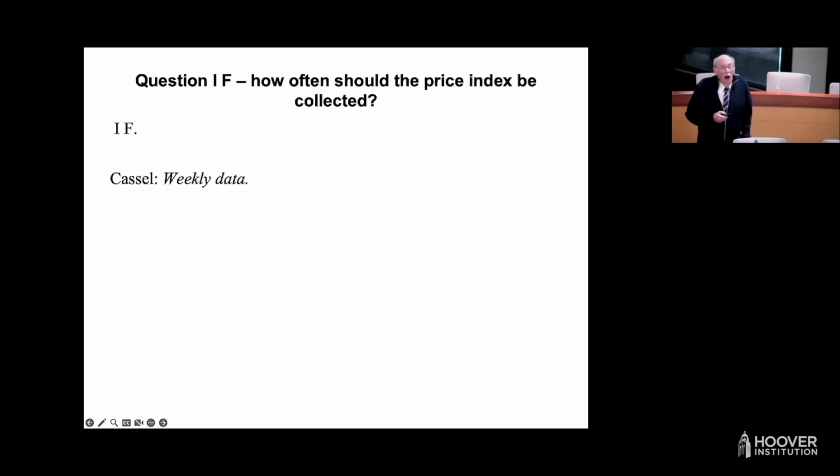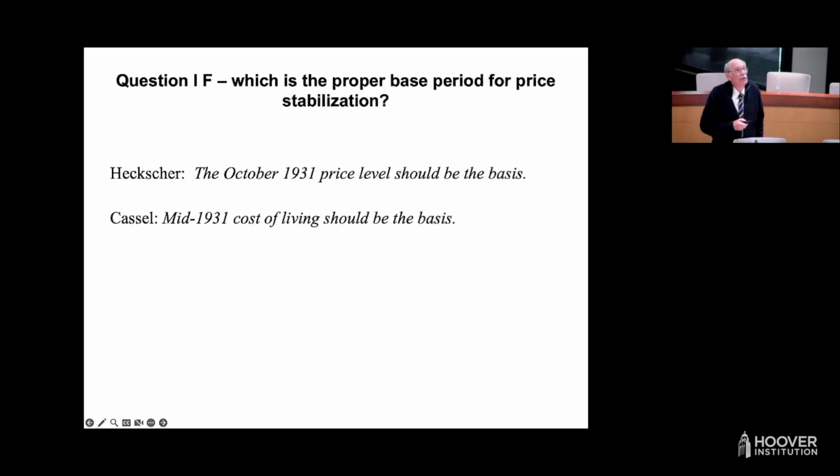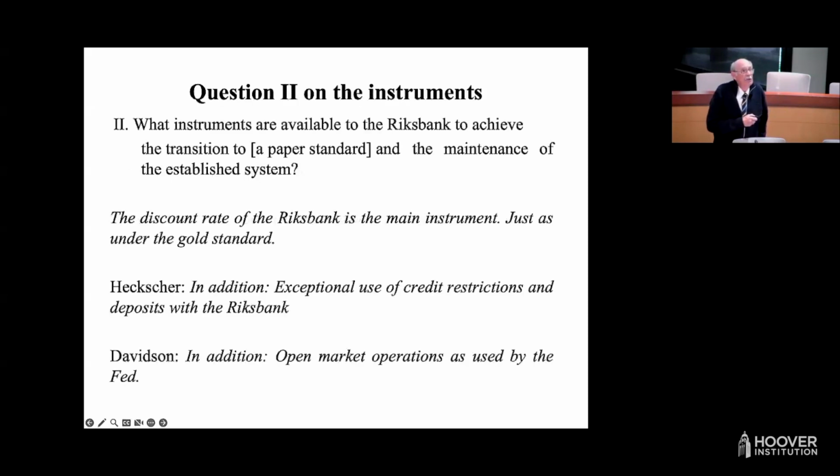How often should the price index be collected? Cassel gave an answer: we need weekly data. And it turned out that his advice was followed by the Riksbank. Which is a proper base period for price stabilization? Heckscher said the October 1931 price level should be the basis. Cassel said mid-1931 cost of living should be the basis. No one wanted to go back to the price level of, say, 1928 or something like that. And then turning to the instruments, which are the instruments under a paper standard? Well, the discount rate of the Riksbank is the main instrument, just as under the gold standard. Heckscher said exceptional use of credit restrictions and deposits with the Riksbank could be used. Davidson said open market operations as used by the Fed should be adopted by the Riksbank. And he advised the Riksbank, read the annual report of the Federal Reserve to learn how to run open market operations.